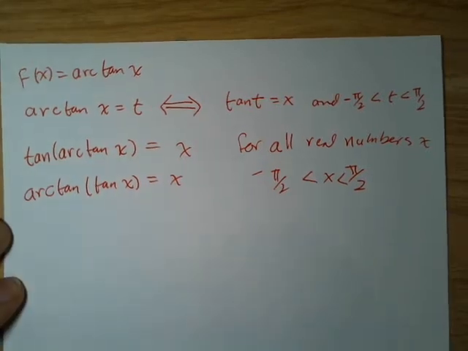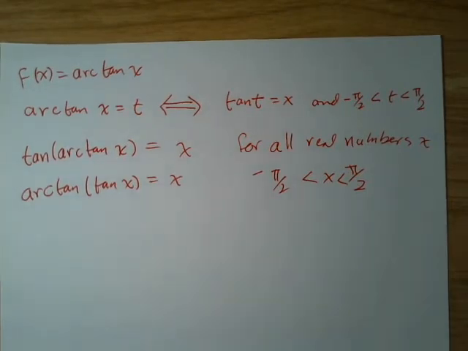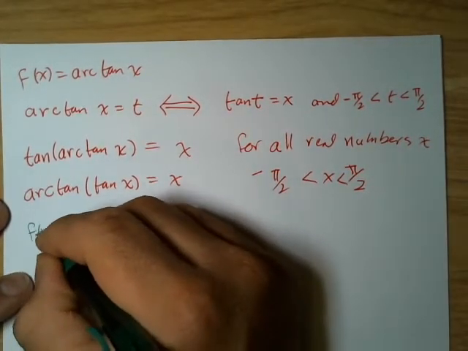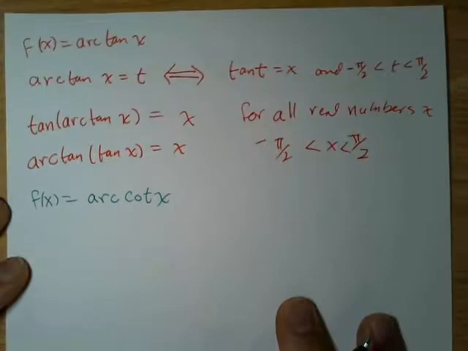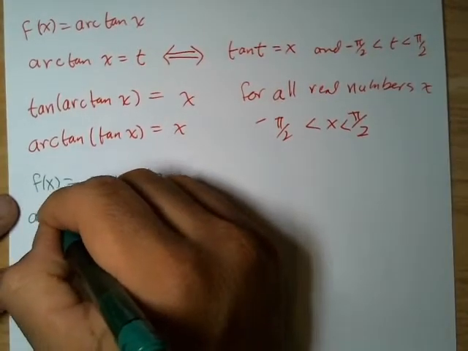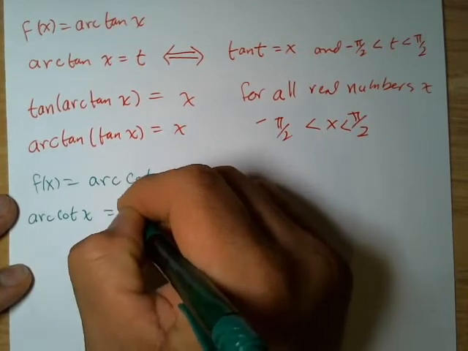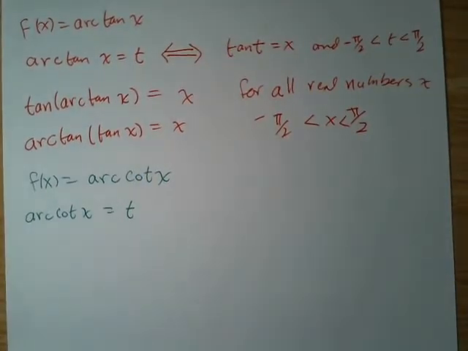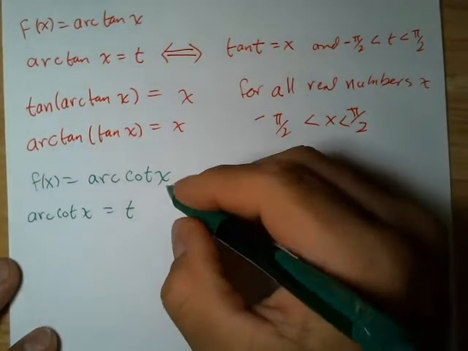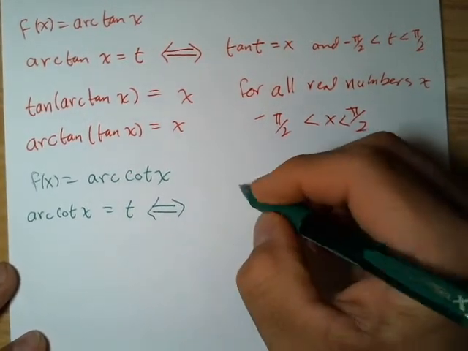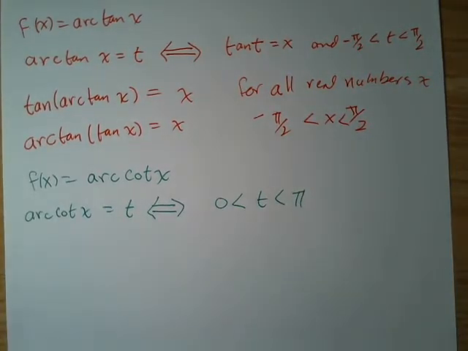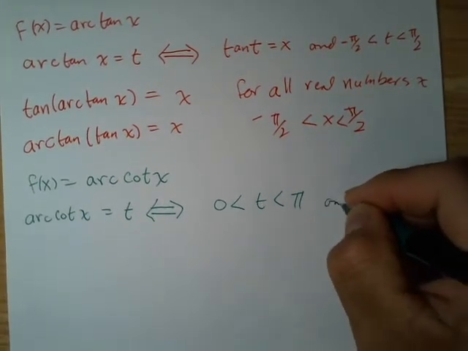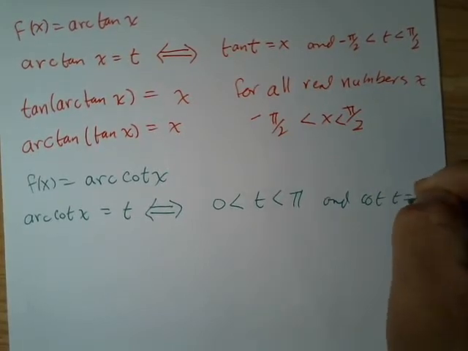For the cotangent, the arc cotangent of x is equal to t. Again, the output is some angle, if and only if 0 is less than t less than pi, strictly between 0 and pi, since the cotangent is undefined at 0 and undefined at pi, and the cotangent of t is equal to x.